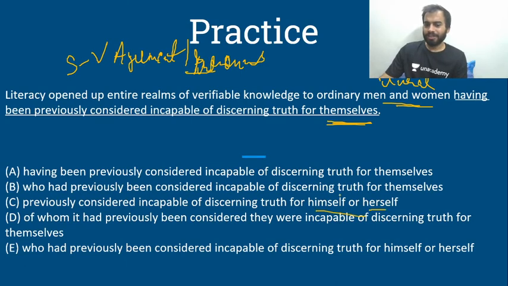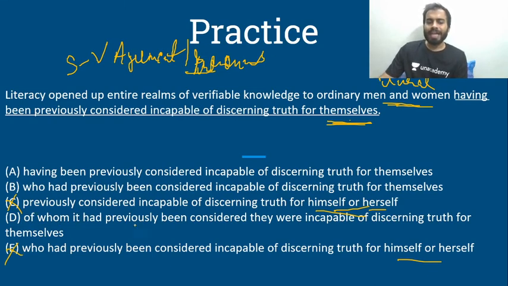We have himself or herself. We have again a himself or herself, but we are talking about men and women. So what do we need? We need themselves only. It is more appropriate than himself or herself. Okay, so we straight away eliminate options C and E.